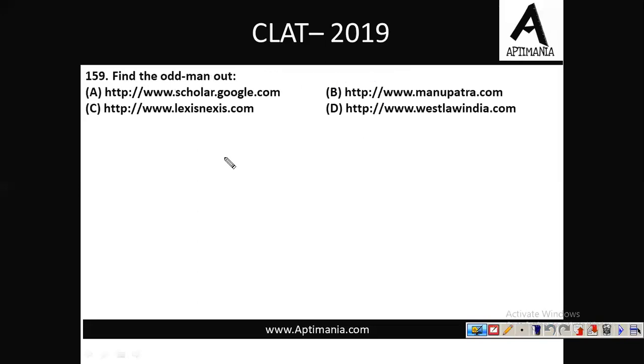Find the odd man out. Again, a question based on the name of a website. Now see, LexisNexis, Westlaw India, Manupatra.com, all the three are websites which are related to the legal profession, or which in some sense are related to legal. Whereas scholar.google.com is a general search engine. Fine. So this one is the odd one out. So the correct answer to this question is option A, scholar.google.com.